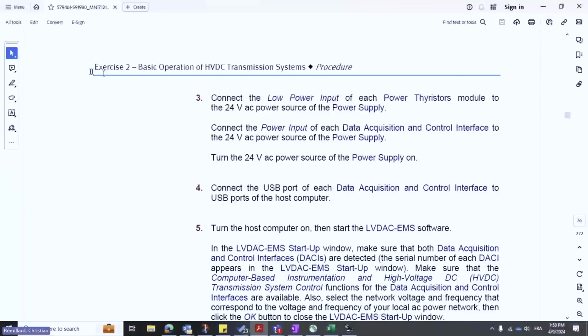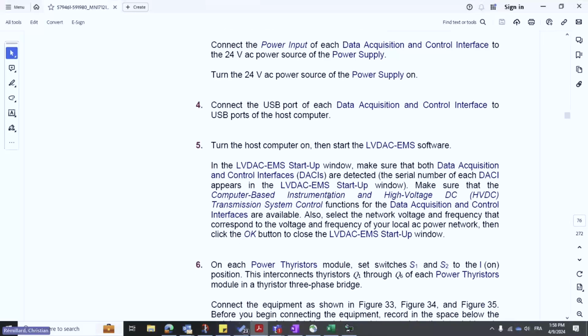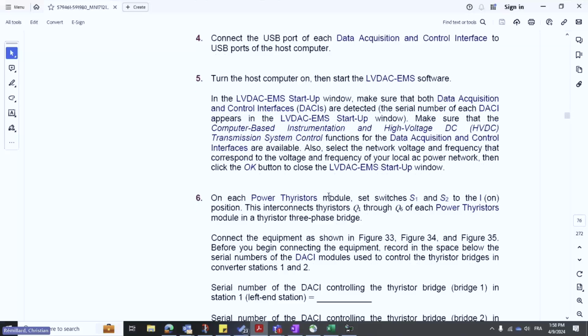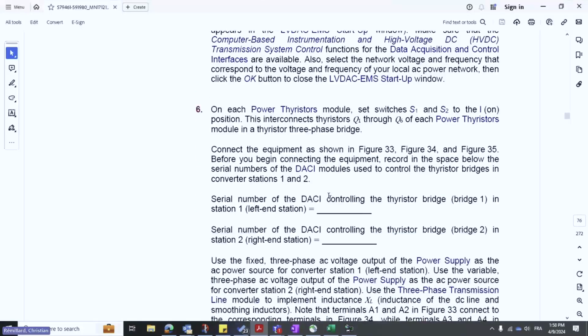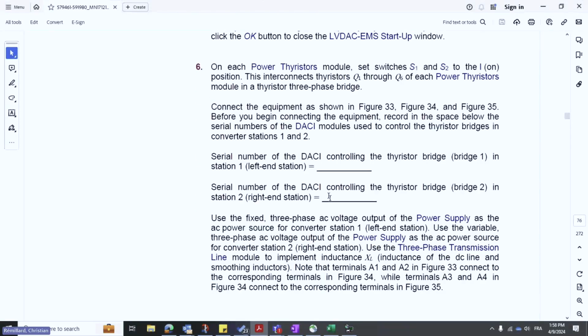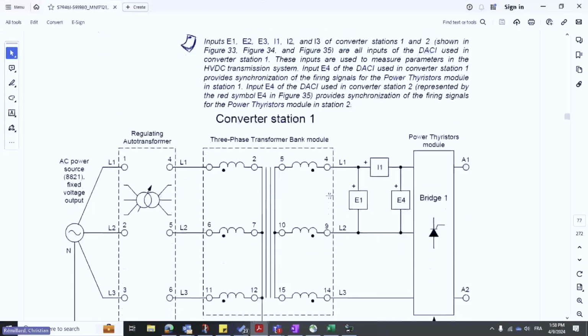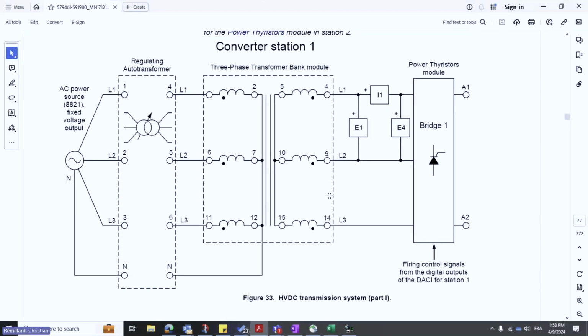Okay, so if we go back here, they ask us to also connect the USB cable of the data acquisition modules to our computer, which is already done, and start the LVDAC-EMS software to make sure that the two DACs are connected. But if you don't mind, in our case, we will jump directly to the converter station 1 schematic to start doing these connections. As we see, each station is composed of a regulating autotransformer, a three-phase transformer bank, and the power thyristor module. This is converter station 1, and we'll see that converter station 2 is exactly the same, except in reverse order from left to right.